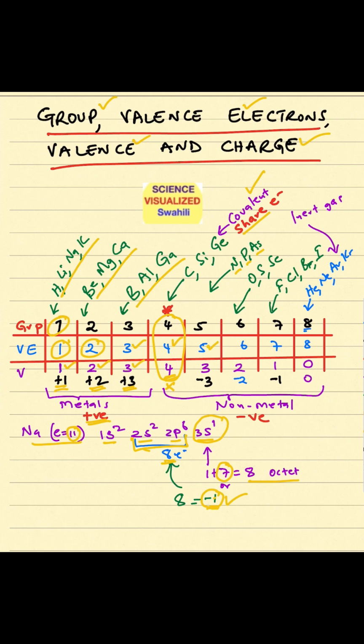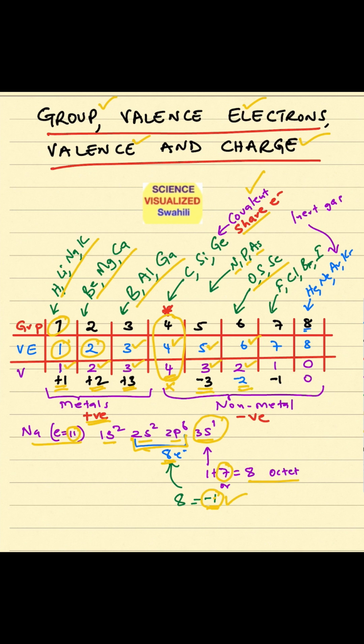Group 5, nitrogen, phosphorus, and arsenic, has 5 valence electrons, and then it only needs 3 more electrons to make 8, and therefore it will form 3 bonds, but because you're adding 3 more electrons, you end up with a charge of minus 3. Group 6, oxygen, sulfur, and selenium, has 6 valence electrons, and then you only need to add 2 more electrons, so it makes 2 bonds, and you end up with a charge of minus 2.